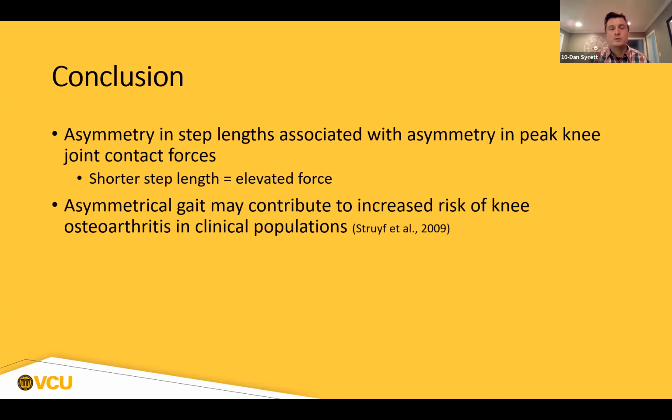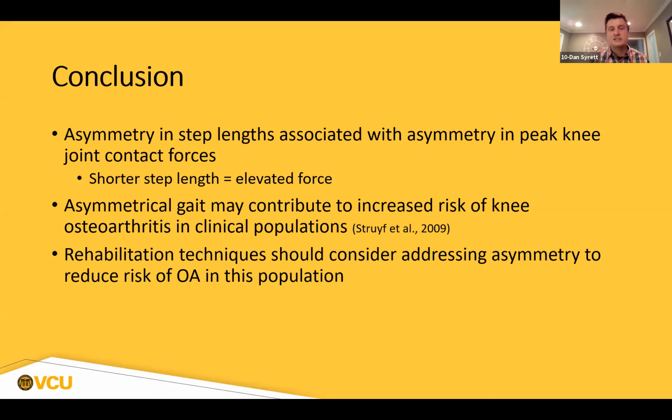And this comports with what we see in the literature because, for example, those who've had lower limb amputation do demonstrate an increased risk of osteoarthritis on the intact limb knee, which is a limb that typically takes a shorter step compared to the residual limb. So we suggest that asymmetry itself may be a driver of the alterations in knee joint contact forces, and those rehabilitation techniques that intend to mitigate the risk of osteoarthritis may also want to address asymmetries as well.